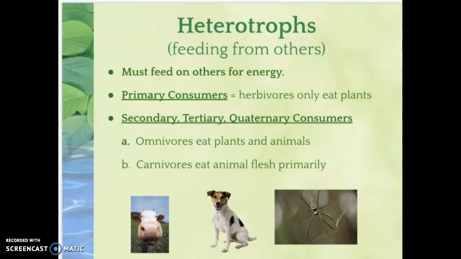Okay. Then we have our secondary, our tertiary, and our quaternary consumers. These are either going to be omnivores, eating plants and or animals, or carnivores that eat animal flesh primarily.